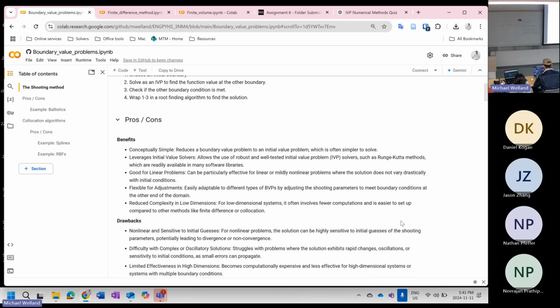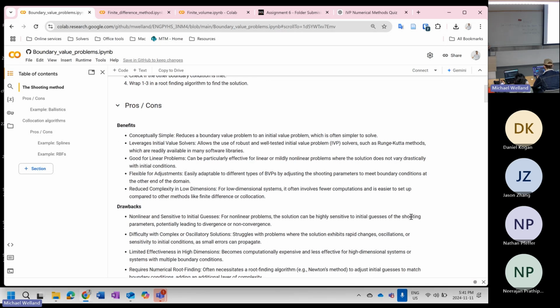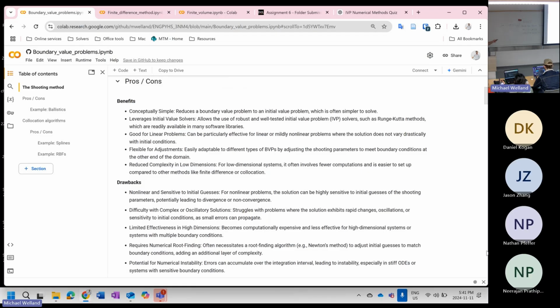Some of the benefits, it's very simple. So I tried to put down these pros and cons, and once we talk about finite element, I can try and bring it together into a big table, just for a concise summary. It's conceptually very simple to be able to do this. We already have a lot of these IVP solvers, which is great, and they're well tested, they're very accurate, they're reliable. It's good for linear problems, and apparently also mildly for nonlinear problems.